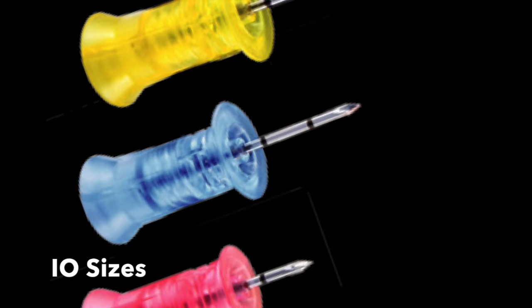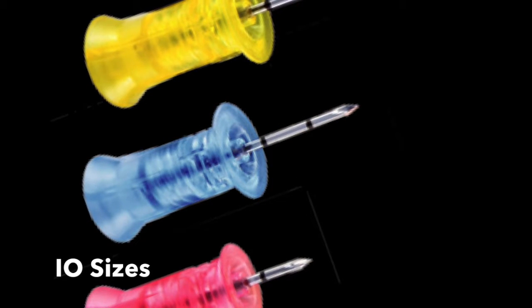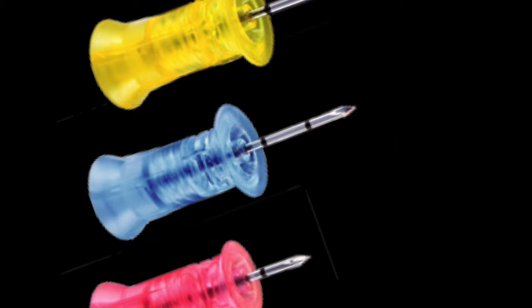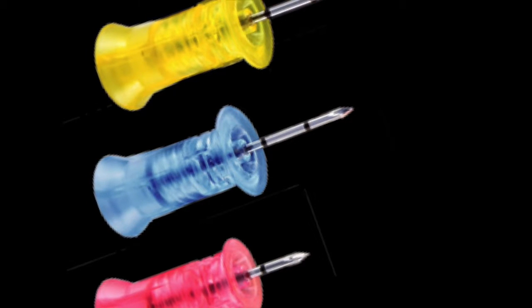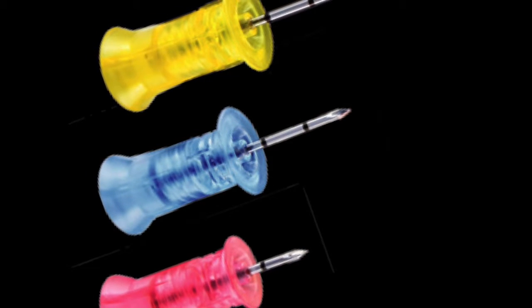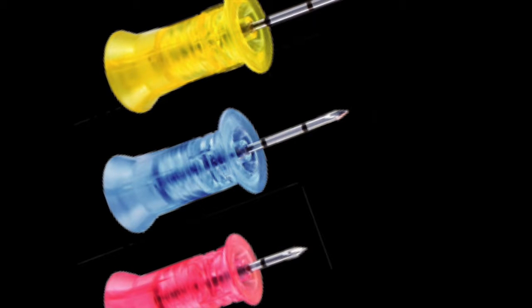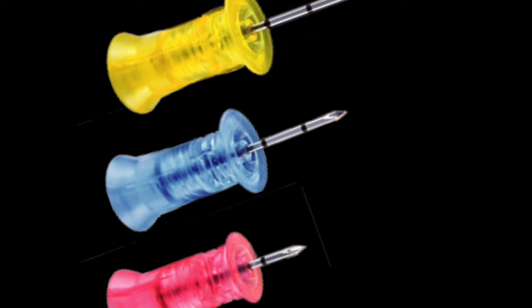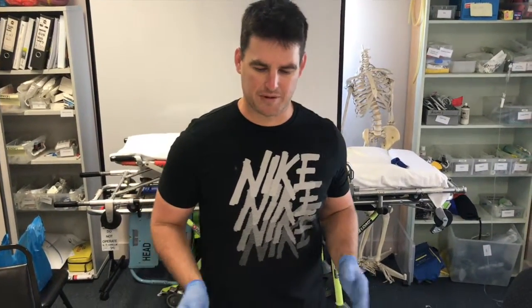There are 3 IO needle sizes: a red 15mm for the ages of less than 12 and a weight of 3 to 39 kilos, a blue 25mm for an adult of greater than 40 kilos, and a yellow 45mm for an obese adult. Firstly, before the insertion of an intraosseous needle, I need to prepare all my equipment.